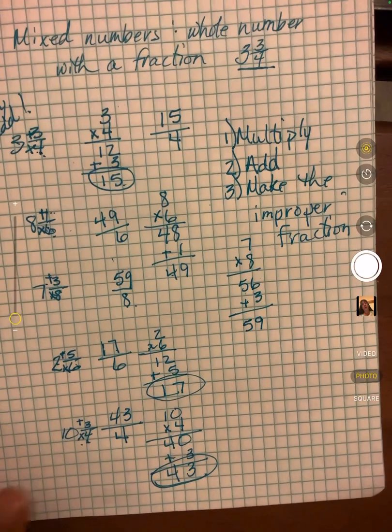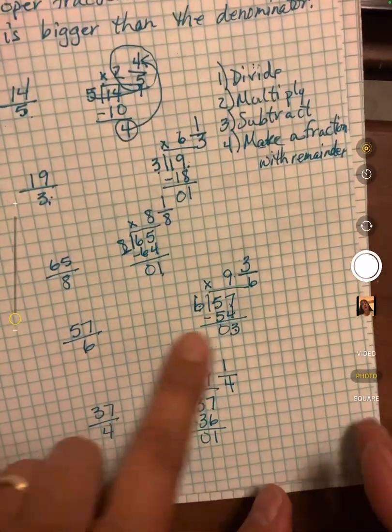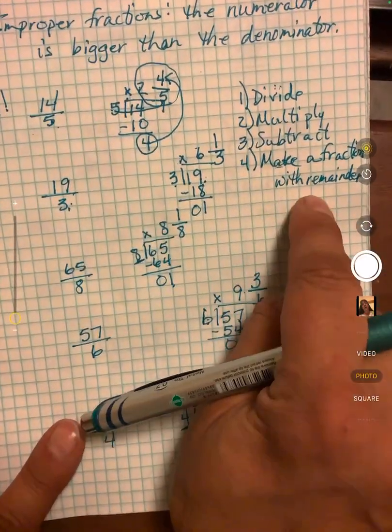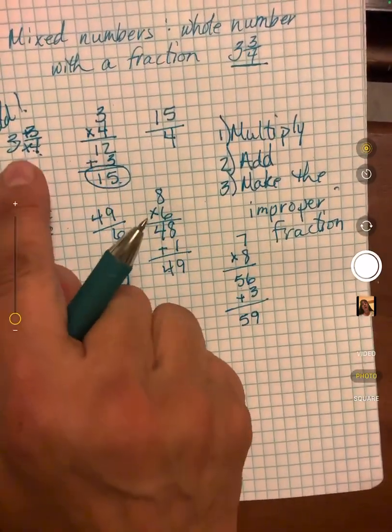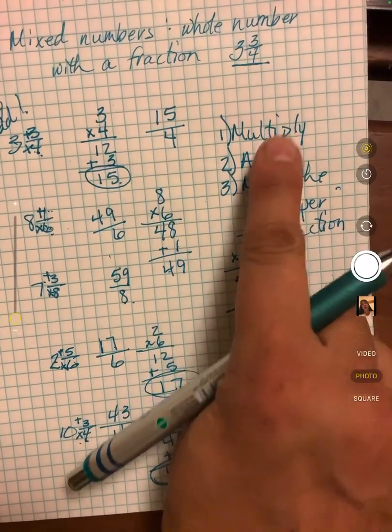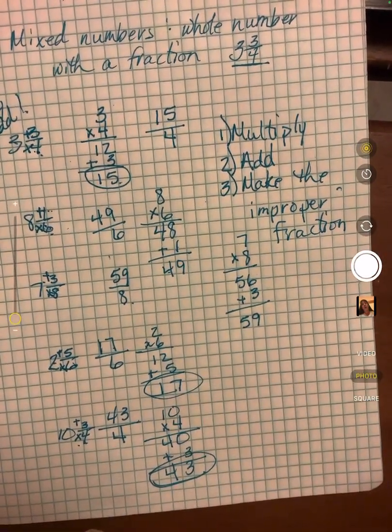Okay? So when we're going from an improper fraction to a mixed number, we divide, multiply, subtract, and make a fraction with the remainder. When we're going from a mixed number to an improper fraction, we multiply, add, and then make the improper fraction. Okay?